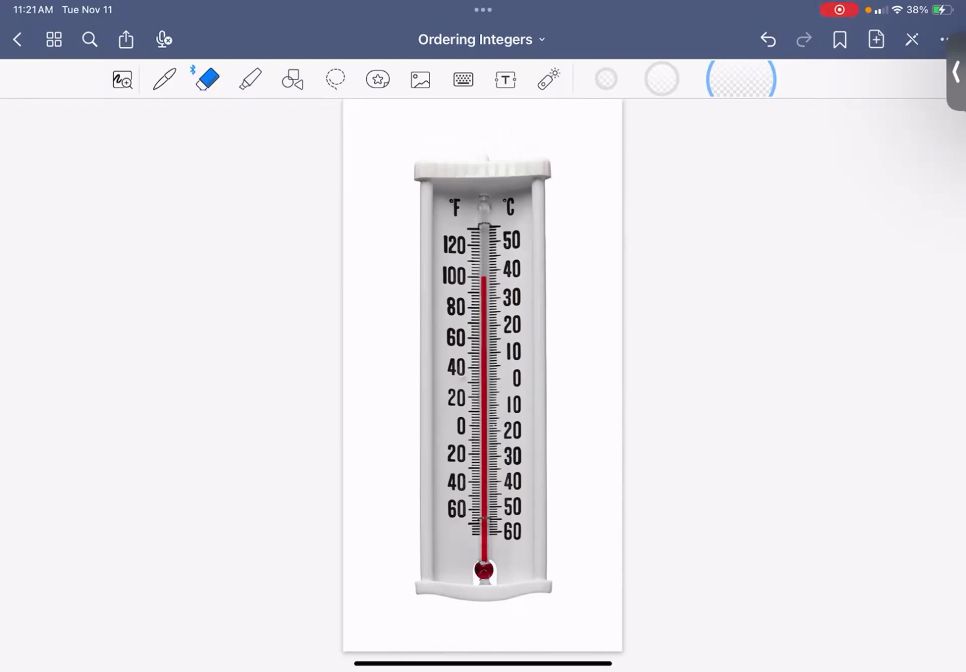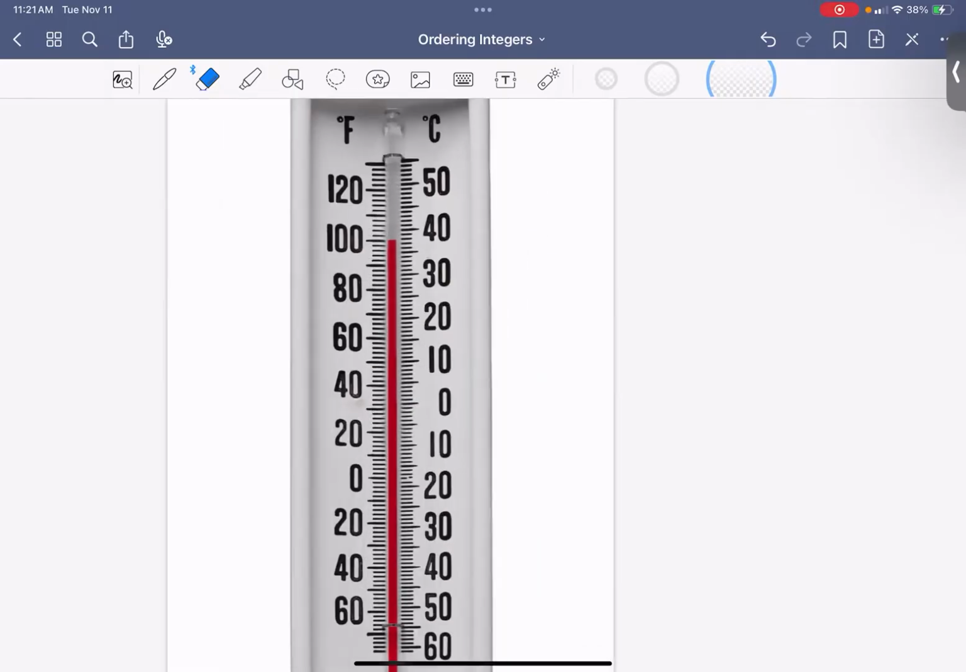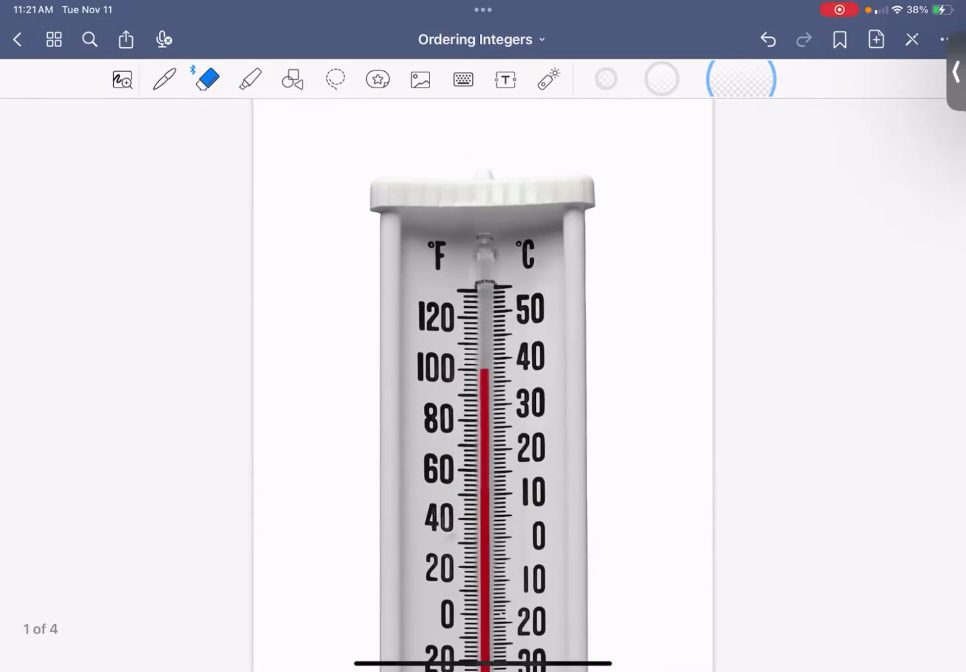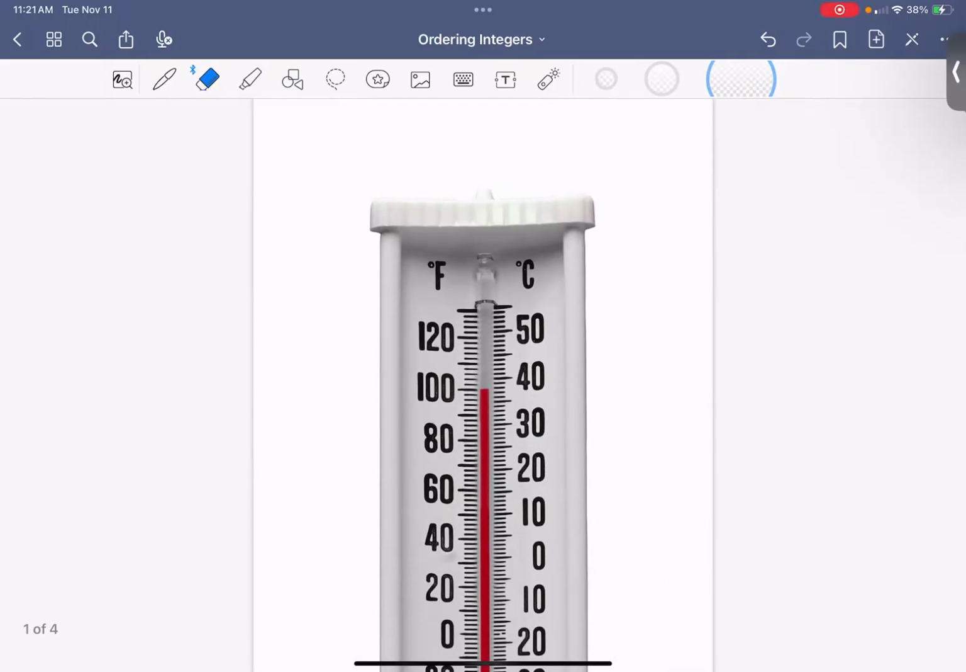In this video, we're going to learn about ordering integers. We're going to use this thermometer to help us order integers. It's a good way to see integers. So an integer is a positive or a negative number.